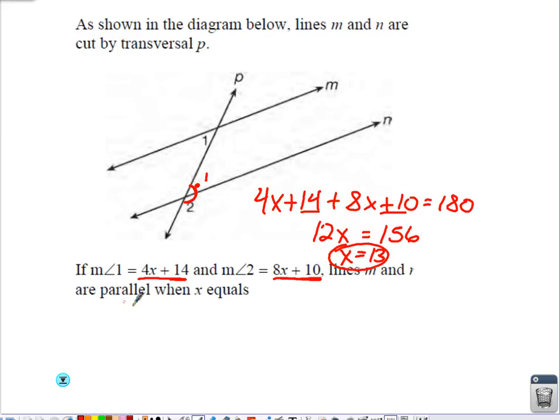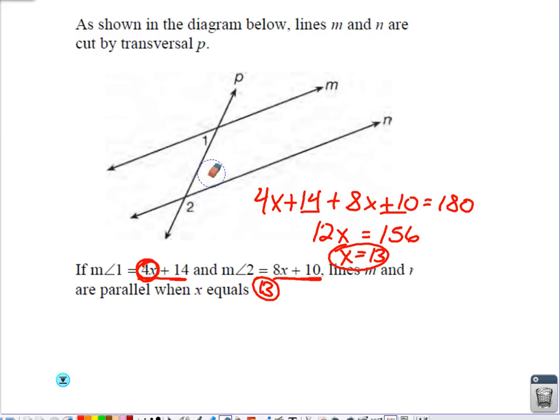We're done. I mean, we're parallel when x equals 13. That 13 is the solution, but let's actually plug it in and make sure that we're right. 4 times 13 is 52. 52 plus 14 is 66. So both of those are 66 degrees. 8 times 13 is 104. 104 plus 10, I think that's what's going to be.